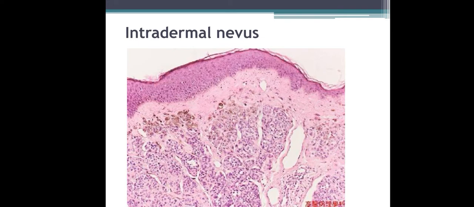So this is an intradermal nevus because it is situated in the dermis, whereas in the previous slide we saw that it was a junctional nevus. So when you see this combined, if you see an intradermal nevus with some junctional component, that is known as a compound nevus.